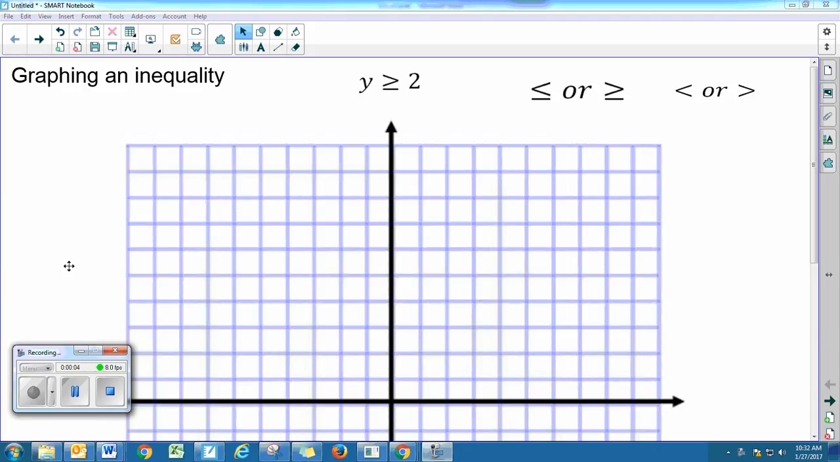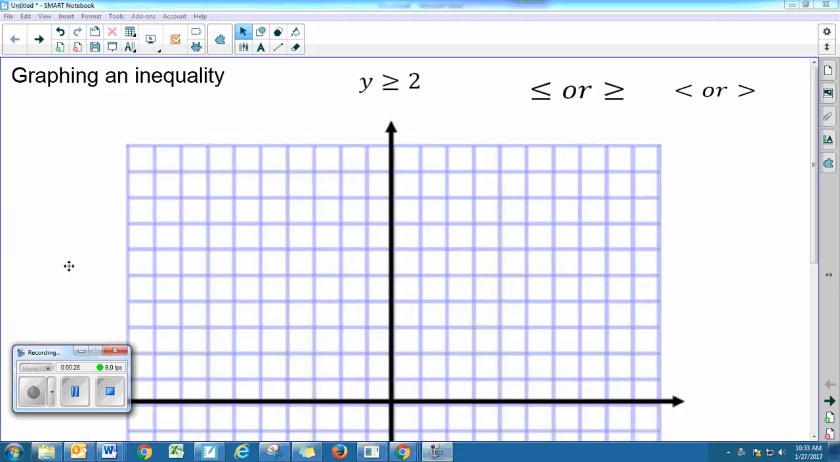Do a short video on graphing inequality. Sorry about my voice. And it's pretty simple stuff. It's basically just like graphing a line. There's just a few extra things we have to remember when we start graphing inequalities, because they are inequalities. How they look on a graph is going to be different.